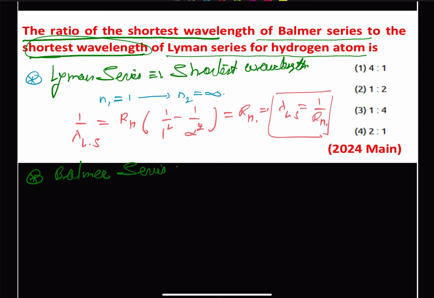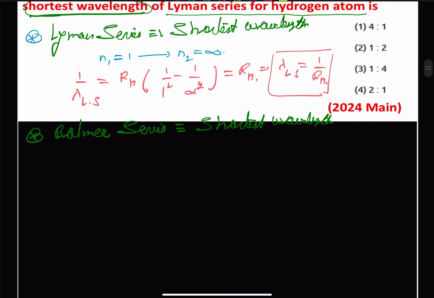For the Balmer series we want the shortest wavelength. Yes, so the Balmer series also has our shortest wavelength. So in this case our n1 will be equal to 2 and it transitions to n2, which will be our infinity.